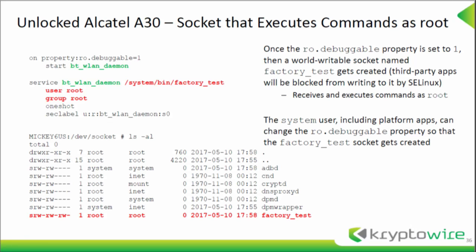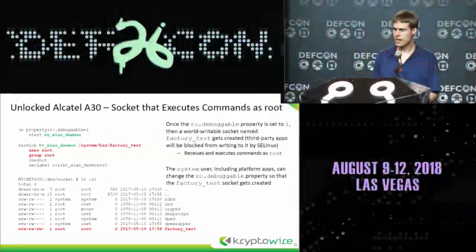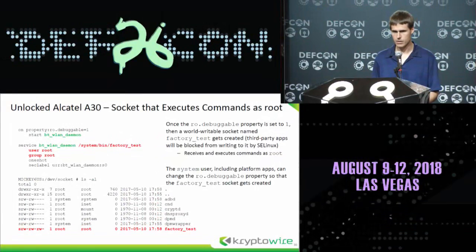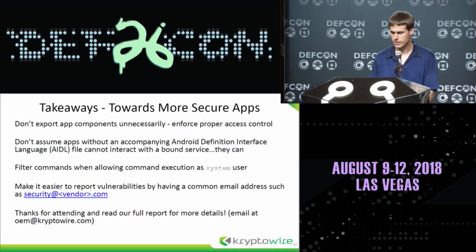We weren't able to do that from a third-party application, but we did notice that platform apps actually can modify that property at runtime to make that socket show up. We're unsure if the system platform user can actually write to it, but the vendor controls the SELinux rule, so if they wanted to, they would be pretty close to getting command execution as root.